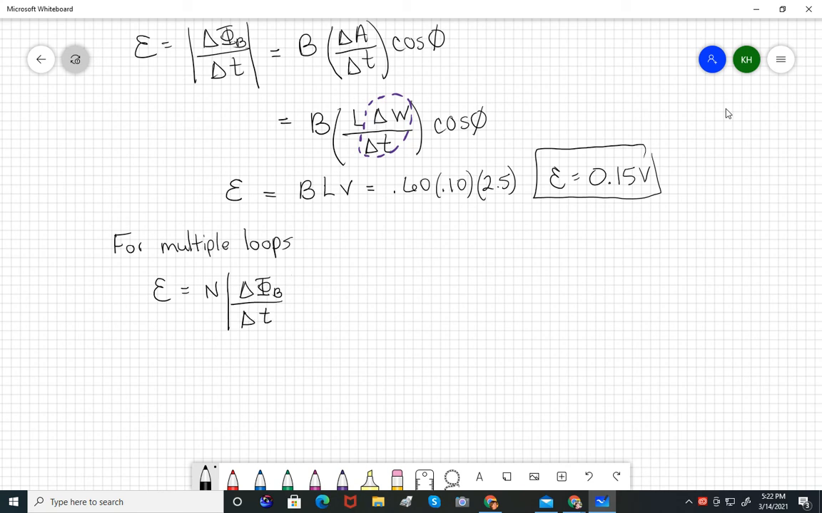When we generate electricity at power plants, they generally use these huge coils that are then rotated in magnetic fields. By rotating the coils, they keep the orientation, or that cosine phi, continuously changing. But to get a substantial EMF, you want to have a lot of loops. You want to have N as big as possible. Let's do one more example, and I'm going to finish this video.